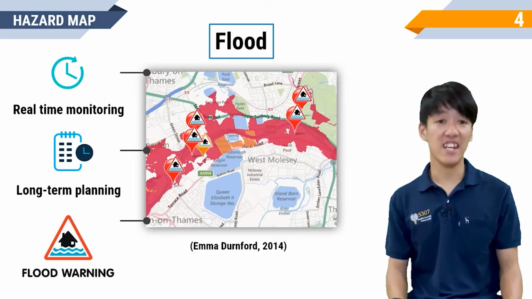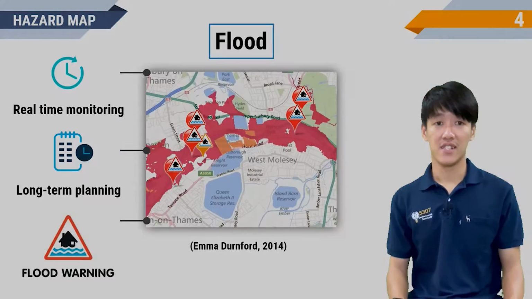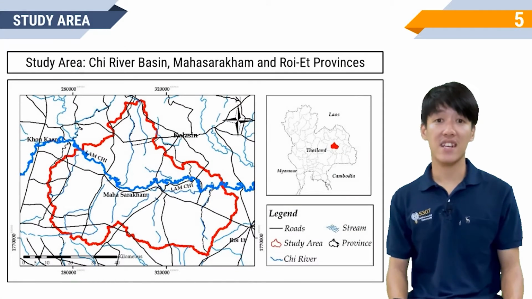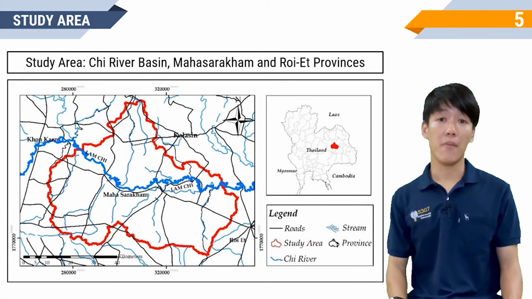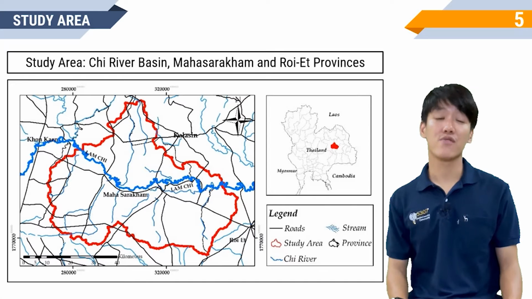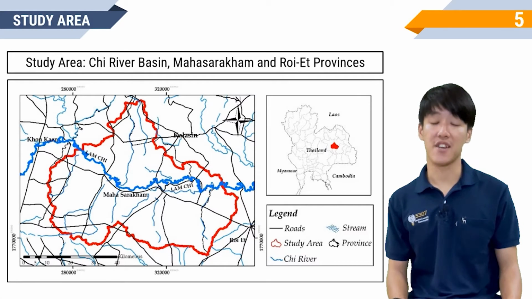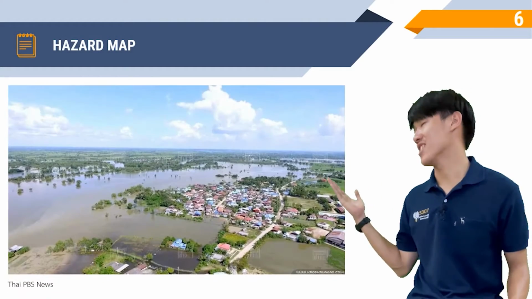prevention and mitigation strategies. The Chi River is the longest river in Thailand. The study area is part of the river basin, which we call CRB, and consists of 17 districts with a total area of more than 3,000 square kilometers, which flows through several provinces in the northeastern region of Thailand, including Maha Sarakham and Northeast Province.